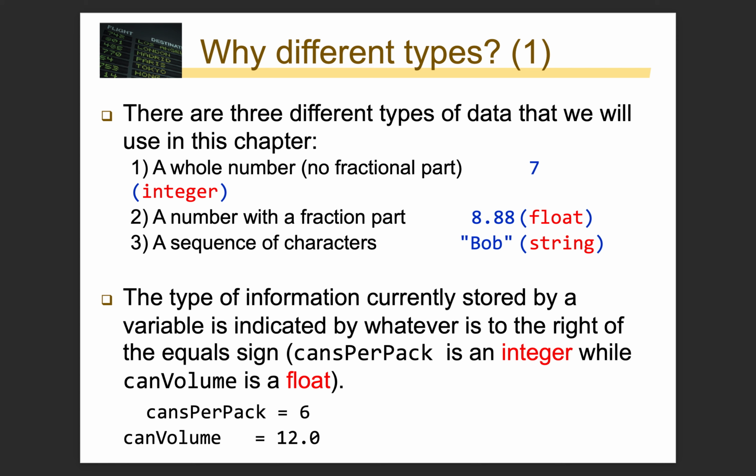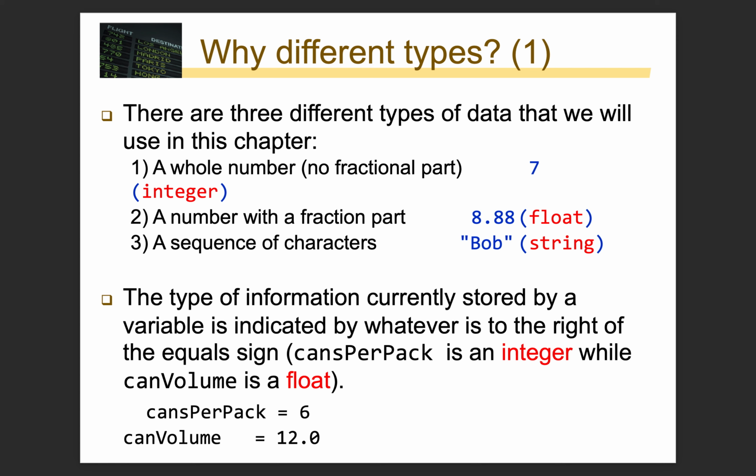We're also going to look at numbers with a fractional part. These are referred to as floats. They can be anything like 8.88, 7.93, or -12.4. And then we're also going to look at sequences of characters, which is referred to as a string. Strings can be things like the name Bob, and they appear within quotation marks.